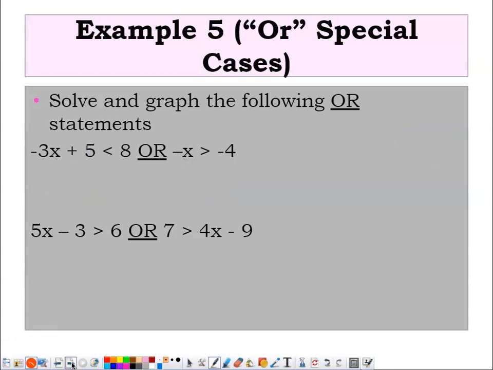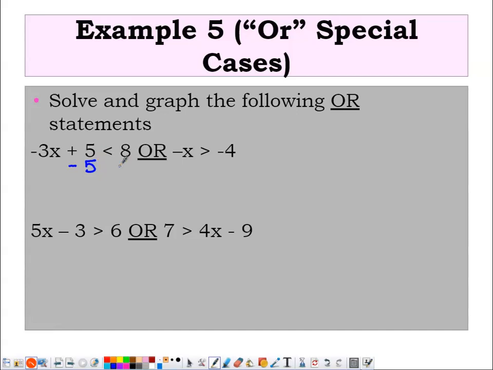Greetings, mathematicians. We have example 5, the OR special cases, solving, graphing, and writing OR statements. So we have this inequality right here, and we're going to go ahead and solve both just like we normally would. So we have negative 3x plus 5 is less than 8, or negative x is greater than negative 4. I'm going to go ahead and isolate the variable, so we can just go ahead and solve.